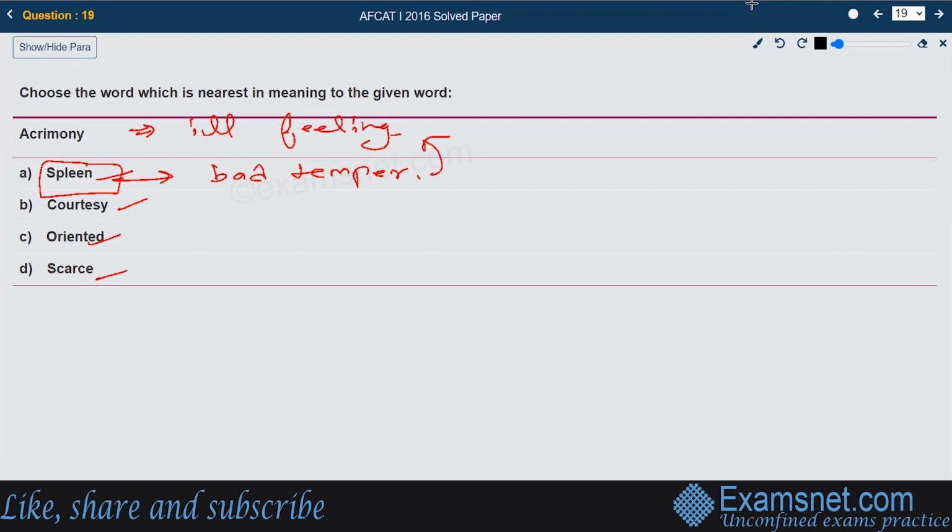Courtesy means if somebody does a favor to you, you will say that because of his courtesy I could do this. So it's like a favor, and it should not match ill feeling. Oriented, if you are inclined towards something, you want to do something, that is what is called oriented. So that has no match with ill feeling. And scarce means lack of something or shortage of something. That is again not at all related to ill feeling. So the right answer is A, spleen.